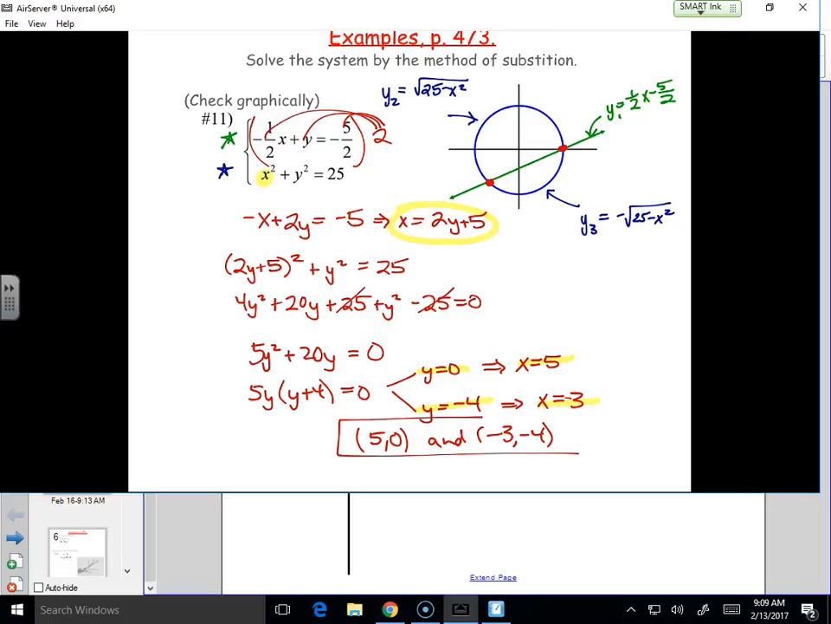Does that match up with our picture up here? Why, yes, indeed it does. 1 and a 2 and a 3 and a 4 and a 5. That would be our 5, 0. And then we have a 1 and a 2 and a 3 and a 1 and a 2 and a 3 and a 4. Negative 3.